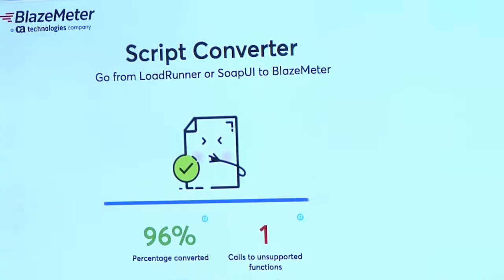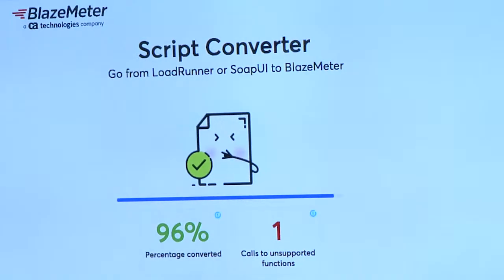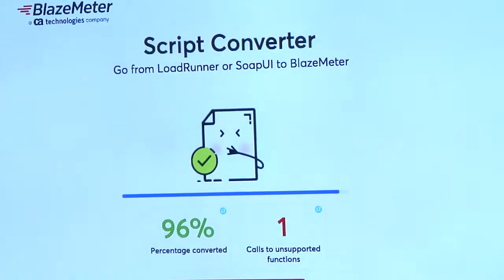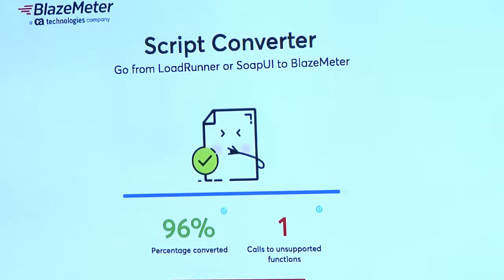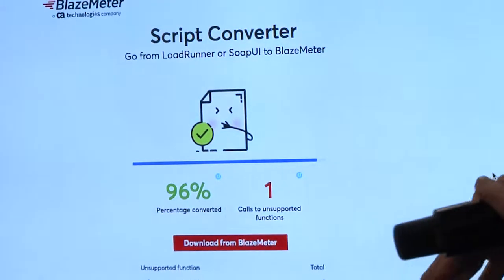In this case, I deliberately uploaded a test that had a function that's not yet supported in the conversion. It's the web concurrent start function. So we tell you, hey, listen, we parsed through all of that, and we found one unsupported function. And what we'll do is we'll actually comment that out, but we'll still create a usable test.